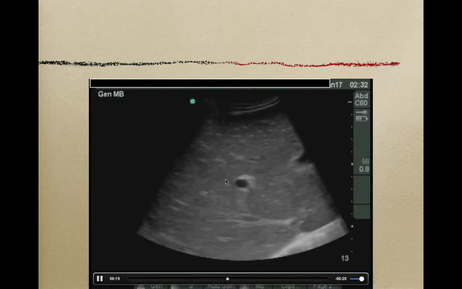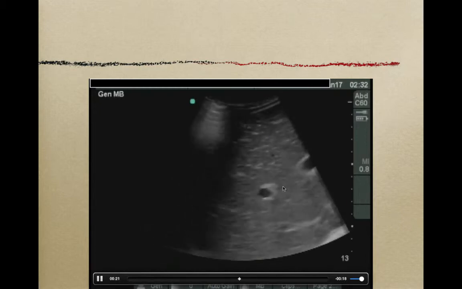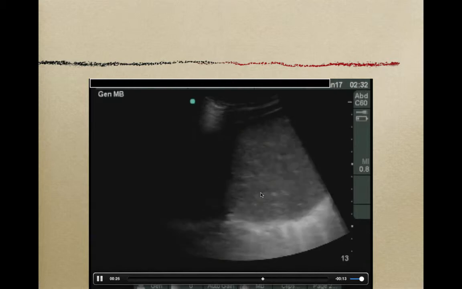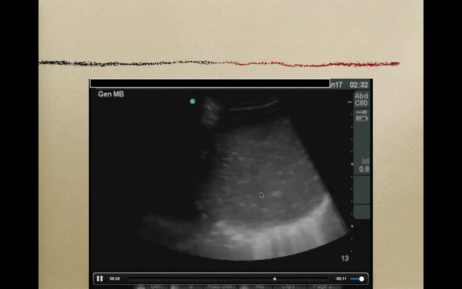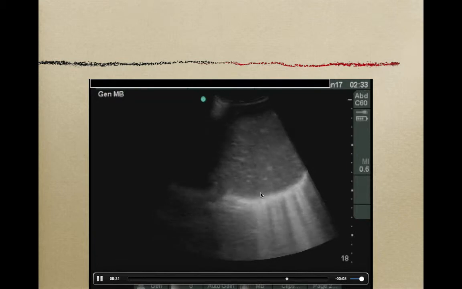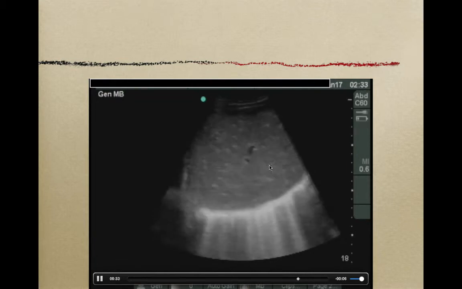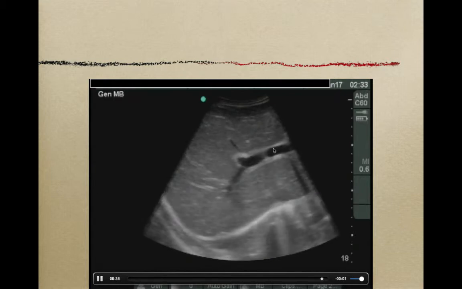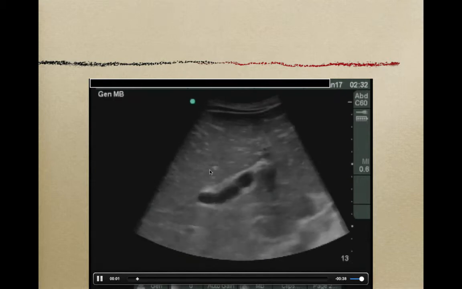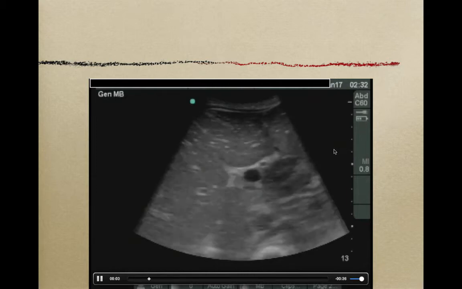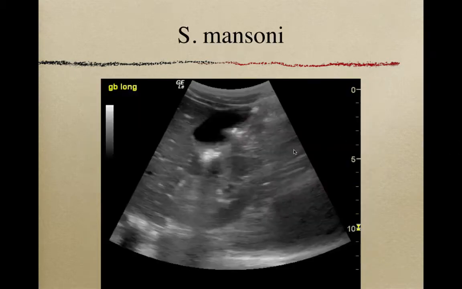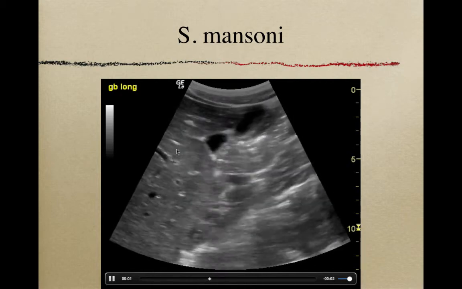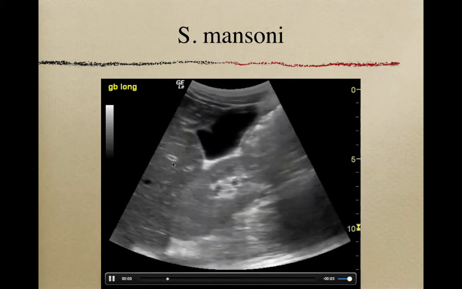But in the appropriate patient, this is... There are other disease processes that can give a similar appearance, but in a patient who you suspect as having schistosomiasis in an endemic area, this can be a fairly convincing finding. Here's another image which we see here. You can see that very bright areas of periportal fibrosis really jump out at you compared to the rest of the liver.